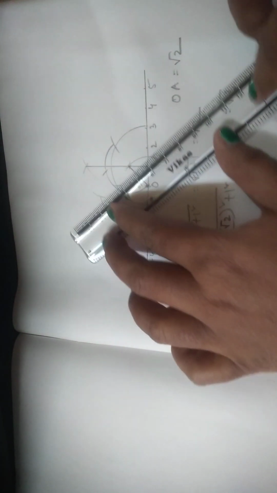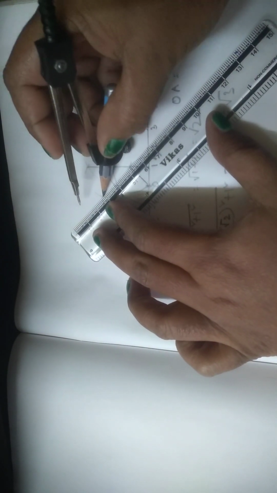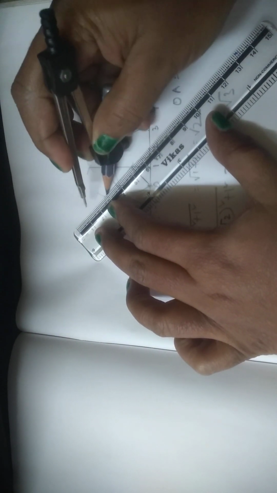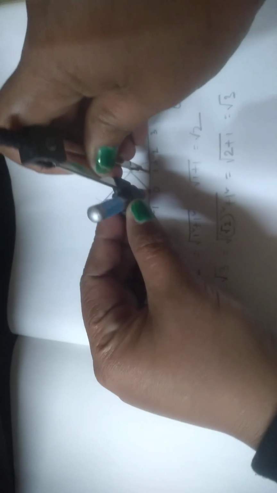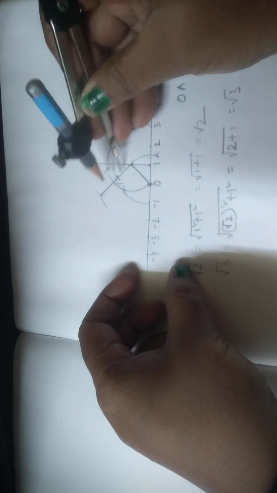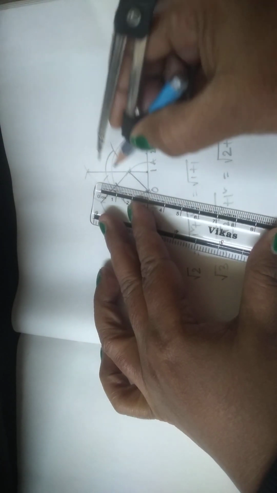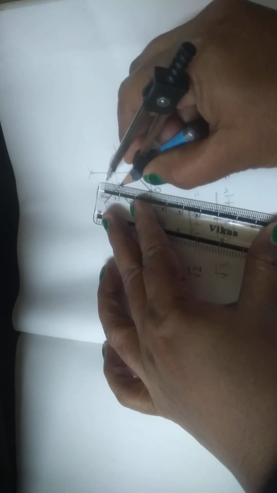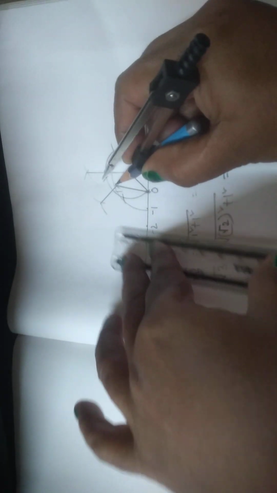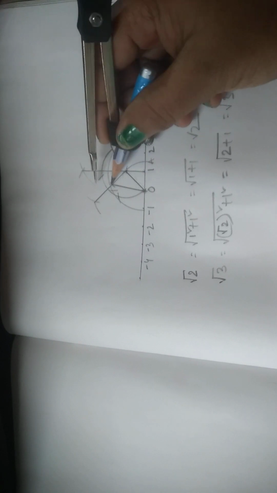Now join these 2 points. Now take the measure of 1 centimeter, 0 to 1. This is 1 centimeter, and put the point at this point and cut there. This is the measure of 1 centimeter, and join 0 to this point. This is the value of root 3, this portion, because this is root 2 and this is 1.